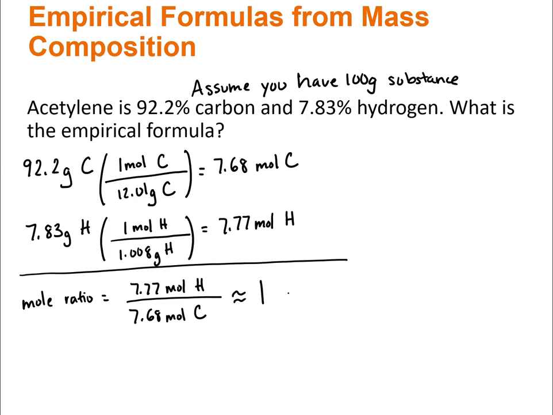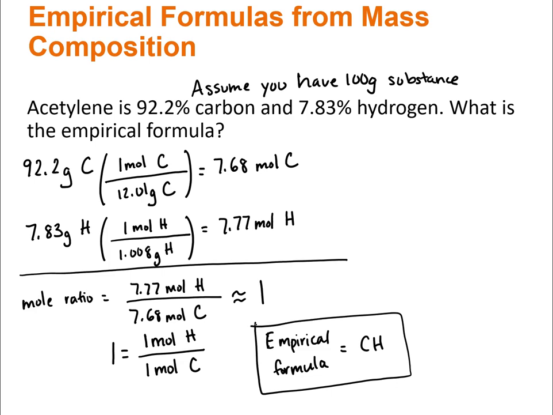What that 1 means is that you have 1 mole of hydrogen for every 1 mole of carbon. Your empirical formula is CH. Now, I promise they're not all going to be 1-to-1, and certainly they won't be on your homework. But let me know if you get the concept. I just want you to get the steps and understand what it is that we're doing. So let me know how that's going. Then let's press onward.